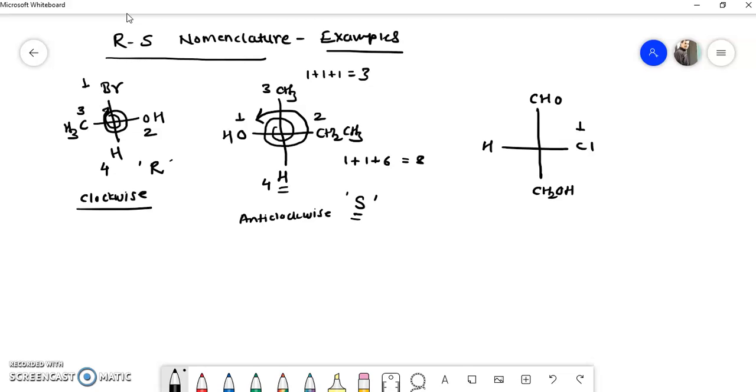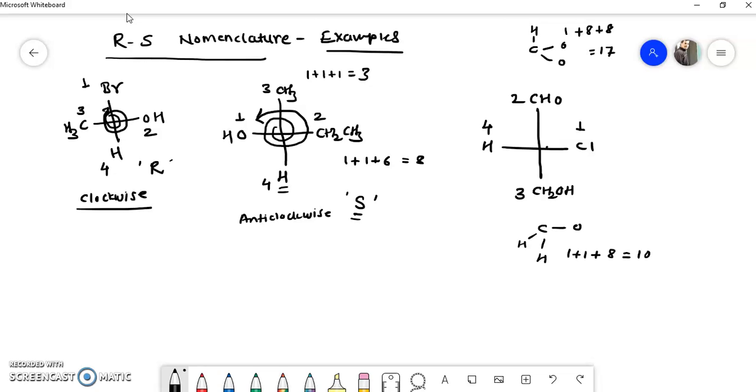Now this CHO group we can draw like this, H, and double bond O, we can write like this. And this carbon has 2 hydrogens and 1 oxygen. Okay, so count the numbers: 1 plus 8 plus 8, so it is 17, and here 1 plus 1 plus 8, so it is 10. So this CHO group will have the second priority. This carbon will have third priority, and this hydrogen will have fourth priority.